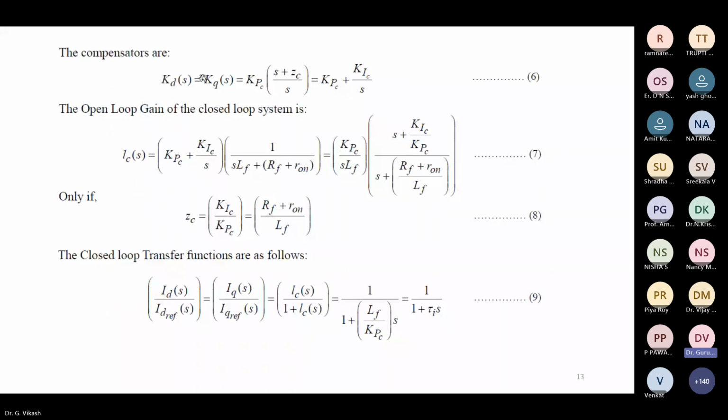Here KP plus KI by S is nothing but the PI controller. And the open loop gain, if you observe in the closed path, equation 7 shows the open loop gain. If we choose KI by KP equal to RF plus RN by LF, then we get pole zero cancellation. That is one of the advantages. By using that cancellation, we can easily design the KP and KI. Finally, the closed loop transfer function is shown in equation 9.